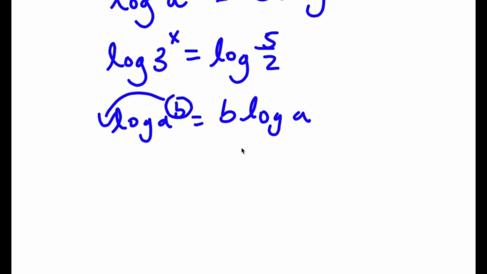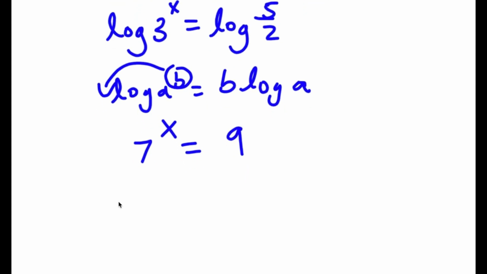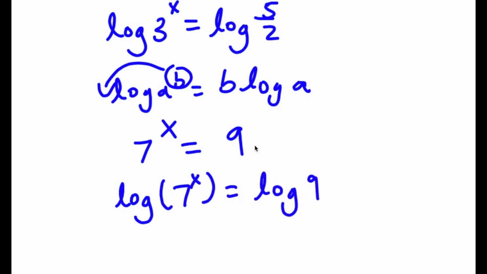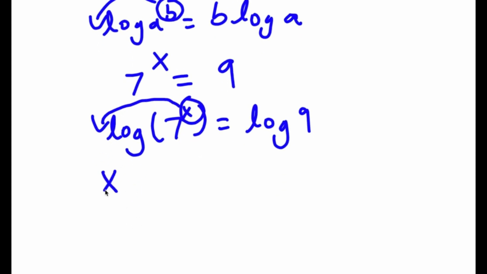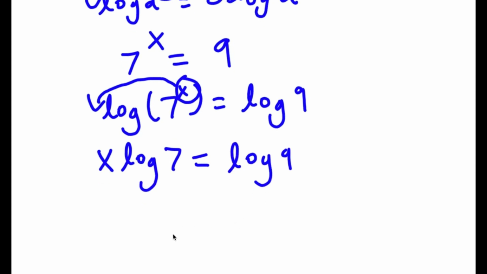And actually, an important use of this property is, let's say we have 7 to the power of x, and this is equal to 9. If we first take the log on both sides, we have log 7 to the power of x is equal to log 9. Then we can use this property, and this property, by the way, is known as the power property. So we can move this x here to the front. So then we get x times log 7 is equal to log 9.